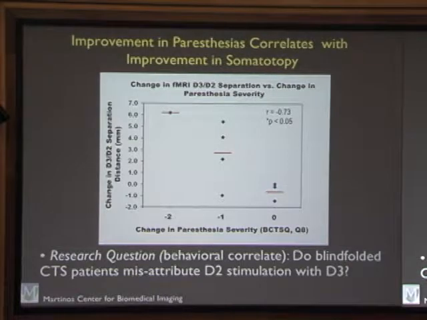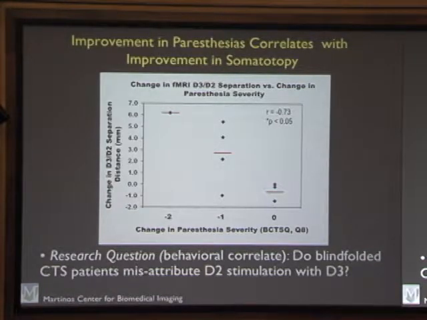One question I think is important to ask is, well, who cares? What is the behavioral correlate of having a blurring of D2 and D3 fingers in contralateral S1? Well, one question is whether this reflects the brain mechanisms underlying a phenomenon called finger agnosia. Let's say I blindfold these patients, I stimulate their second finger, and then I ask them, which finger did I just stimulate? Are CTS patients more likely to misattribute D2 stimulation to D3 and vice versa because they have a blurring of these digits in S1, and so they're not able to tell the difference?